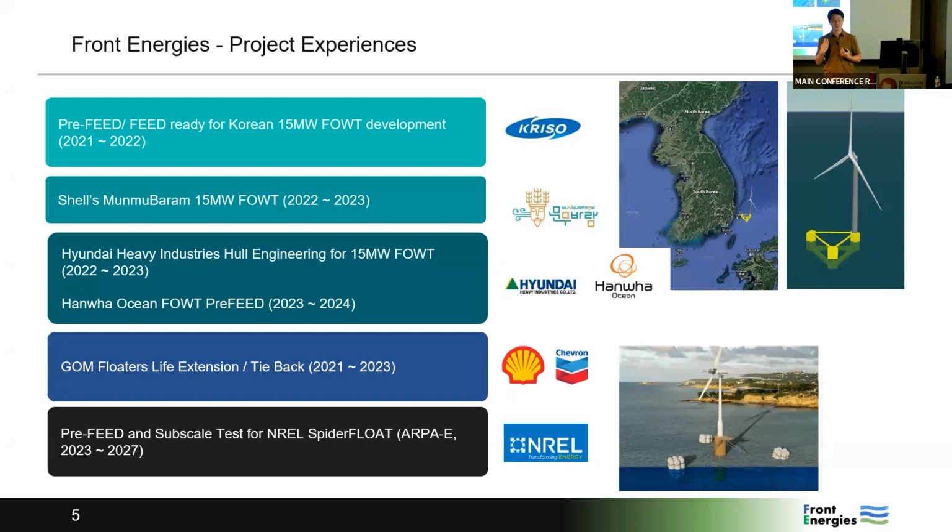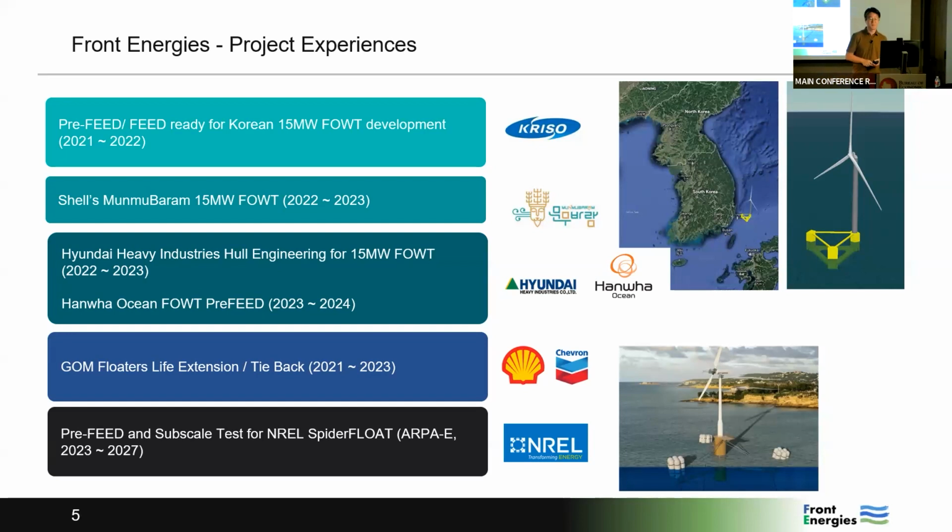The shipyards in Korea, the world-leading shipyards, prefer using flat panels because they are very easy to modularize and also easy to weld compared to the rounded shape. So that's one of the constraints, and we built the concept around it.